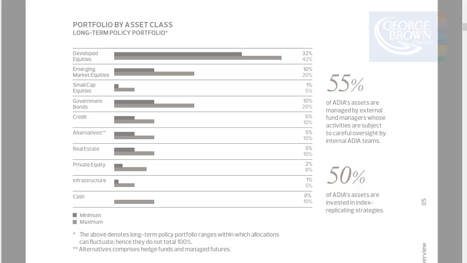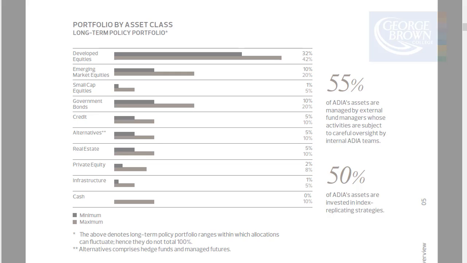And then finally, a very key point, which I think is fascinating and very important to point out, is that 50% of Abu Dhabi Investment Authority's assets are invested in index replicating strategies. Where did we see those? We saw that in the chapter for investment vehicles, and we're talking about ETFs, exchange traded funds, where the target is not to beat the index, but to just match the performance of the benchmark that they are replicating. So 50% of Abu Dhabi Investment Authority assets are invested in index replicating strategies.